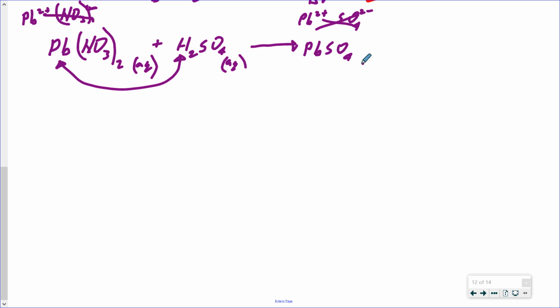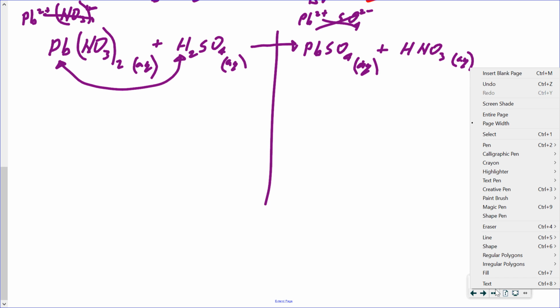And aq, and our other one is going to be another acid, which is going to be our nitric acid, HNO3 aq. Okay, so I predicted the products just by flipping around the metals. Always have to double check to make sure you have the right formula. Now we can go on to the balancing.